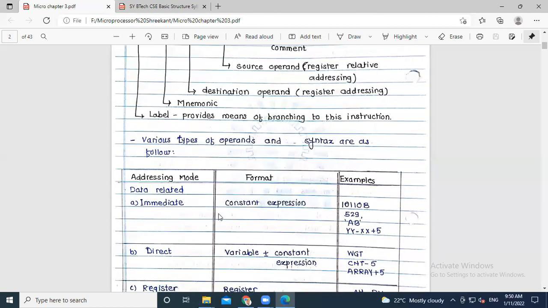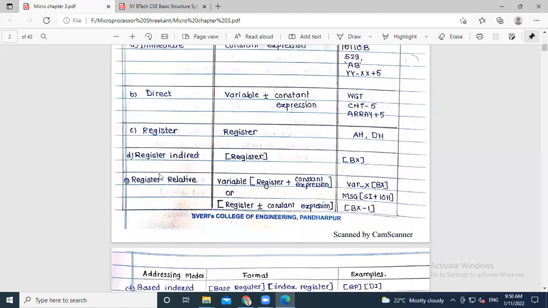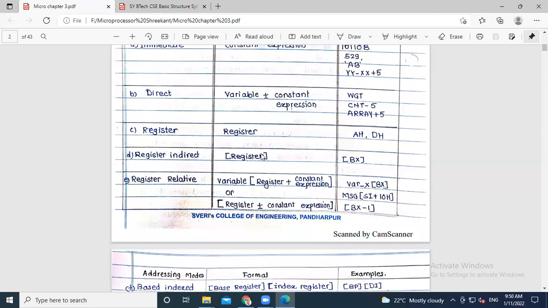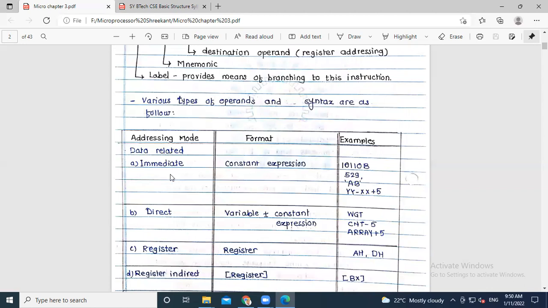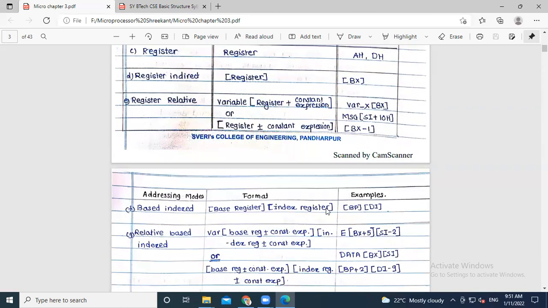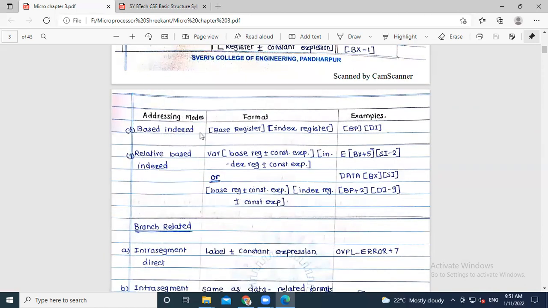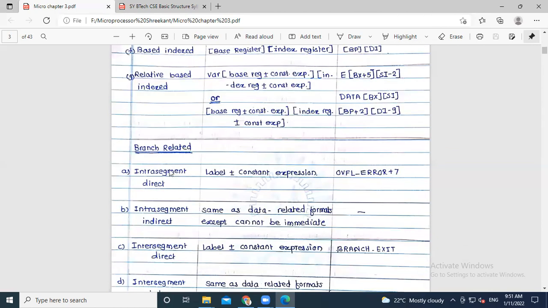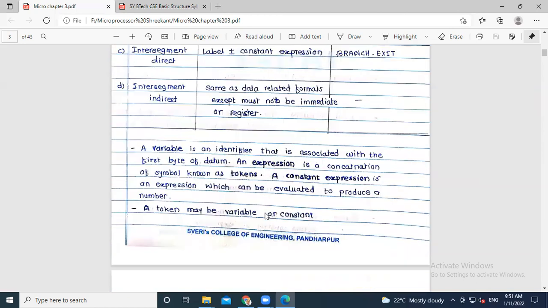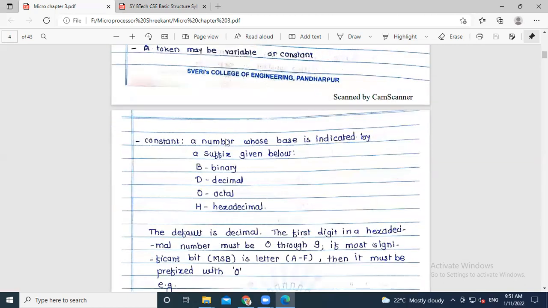Here again I have to mention some points, that is the data related addressing modes. What are the mnemonics we have to use here? Immediate, direct, register, register indirect, and register relative. This is the format of the constant plus expression. All these you have studied in the last lecture. Just for your reference I have given examples again. And addressing modes like based index, relative based index, and the branch related intersegment direct and indirect. These we already studied. Just for your reference I have put them in the notes.